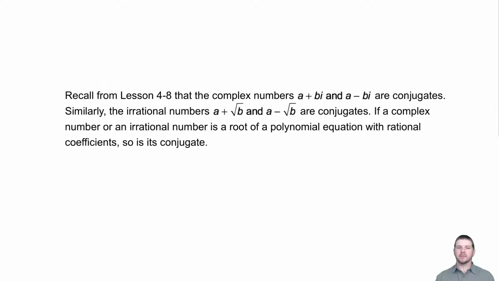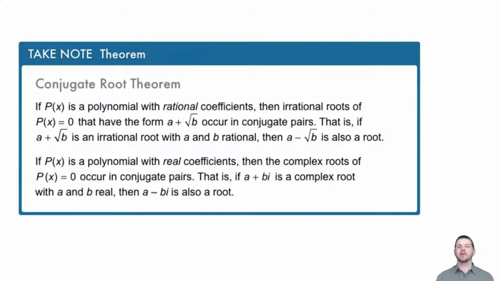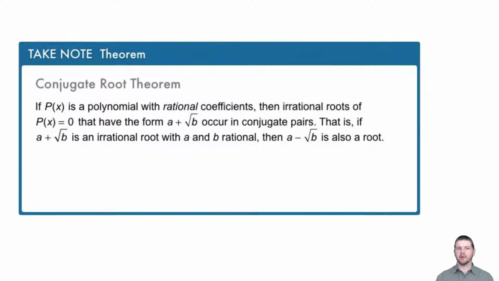Recall from lesson 4.8 that the complex numbers a + bi and a − bi are conjugates. Similarly, the irrational numbers a + √b and a − √b are conjugates. If a complex number, or an irrational number, is a root of a polynomial equation with rational coefficients, so is its conjugate. Take note: Conjugate Root Theorem.